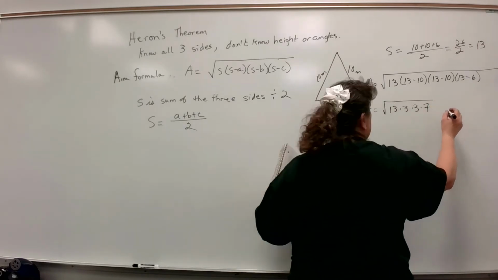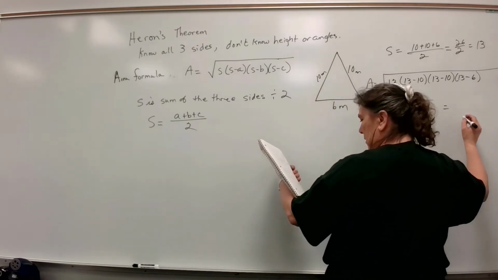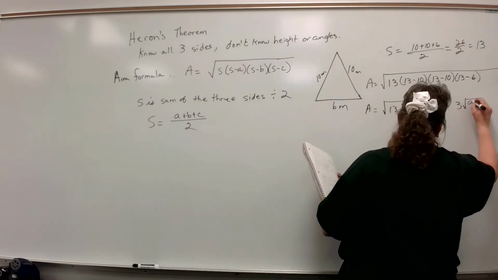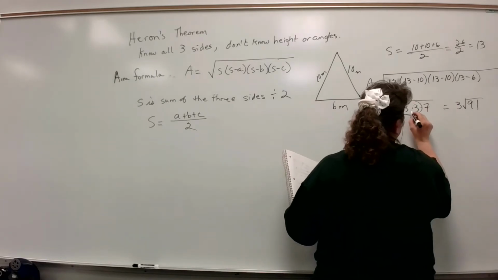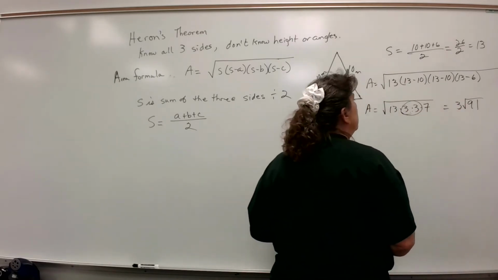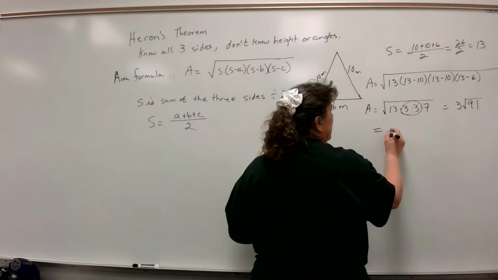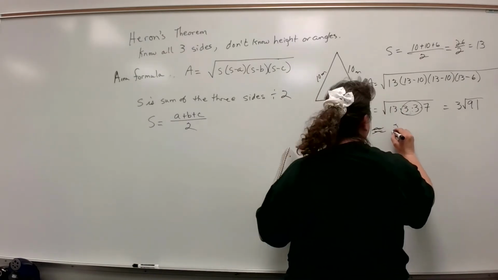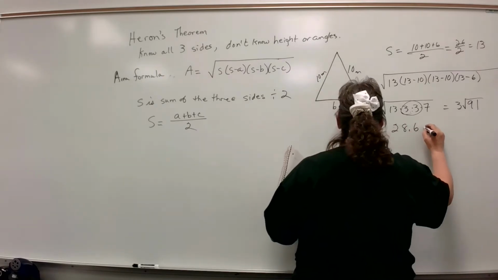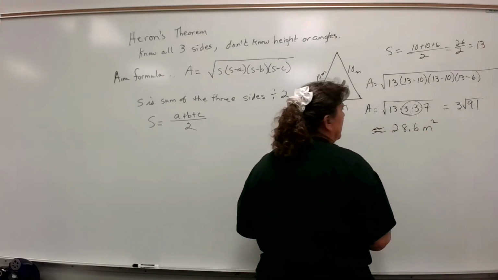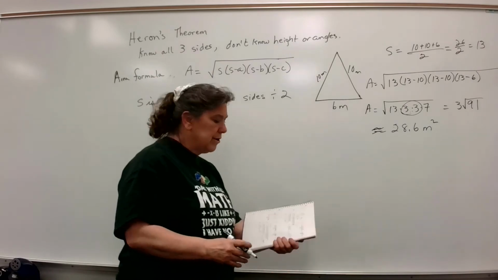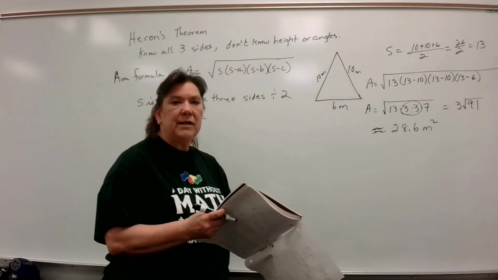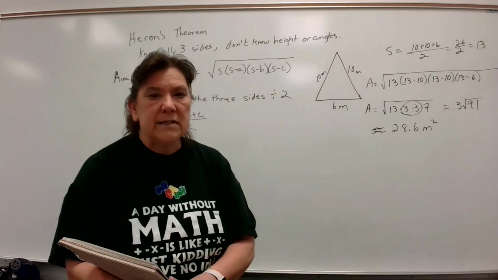And that is equal to 3 square root of 91, because there's 2 3's here, so that's my perfect square. And your calculator can give that to you too, or approximately equal to 28.6 meters squared. So you see, calculating the area this way is actually not hard at all. It just comes together really nicely.